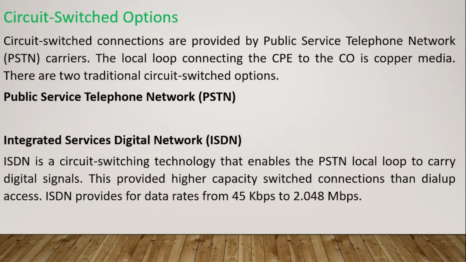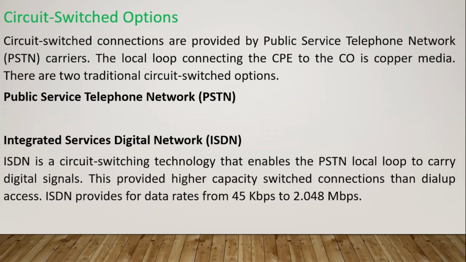The modem modulates the digital data into an analog signal at the source and demodulates the analog signal to digital data at the destination. The physical characteristic of the local loop and its connection to the PSTN limit the rate of the signal to less than 56 kbps. And dial-up access is considered a legacy WAN technology. So that is the public service telephone network. That is why this technology, the circuit switch option, is called legacy.